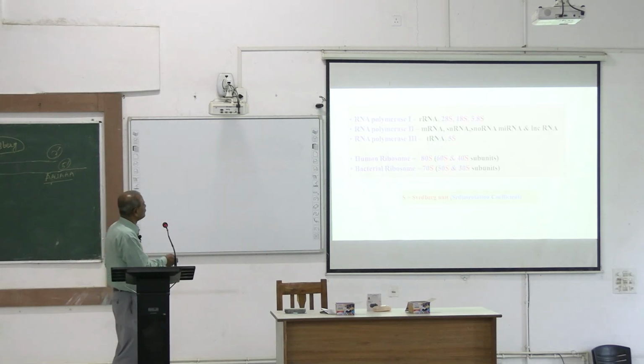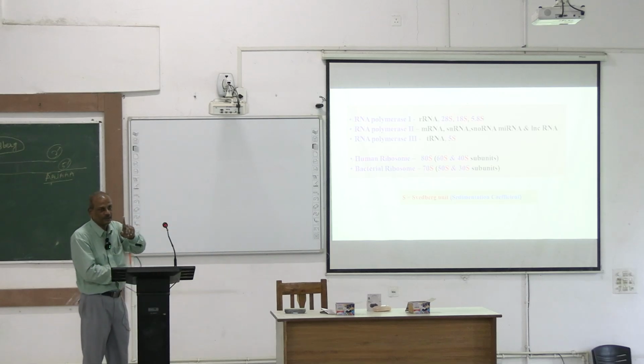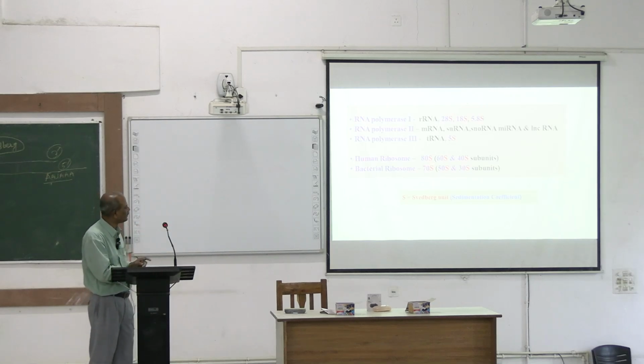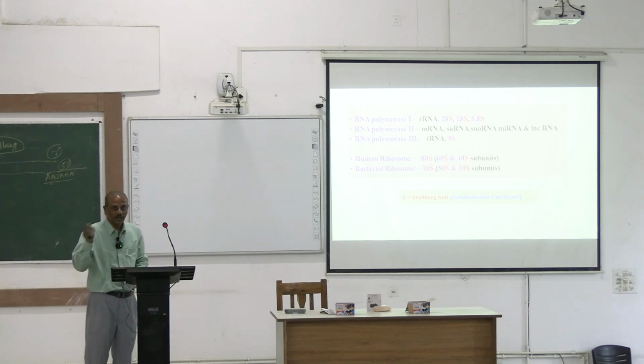Okay. So this RNA polymerase II is basically, this one I told you, only thing is that a human ribosome consists of only 80S ribosome. It has 60S and 40S subunits. I will tell you the importance in this protein class.